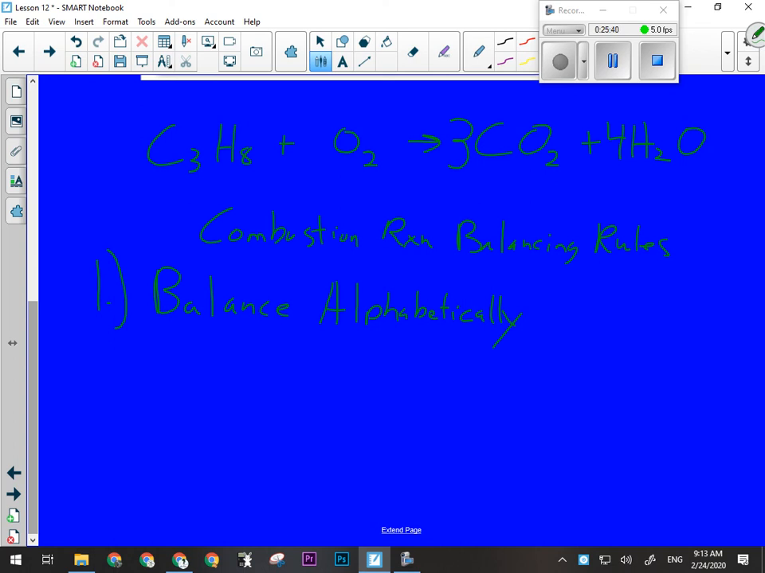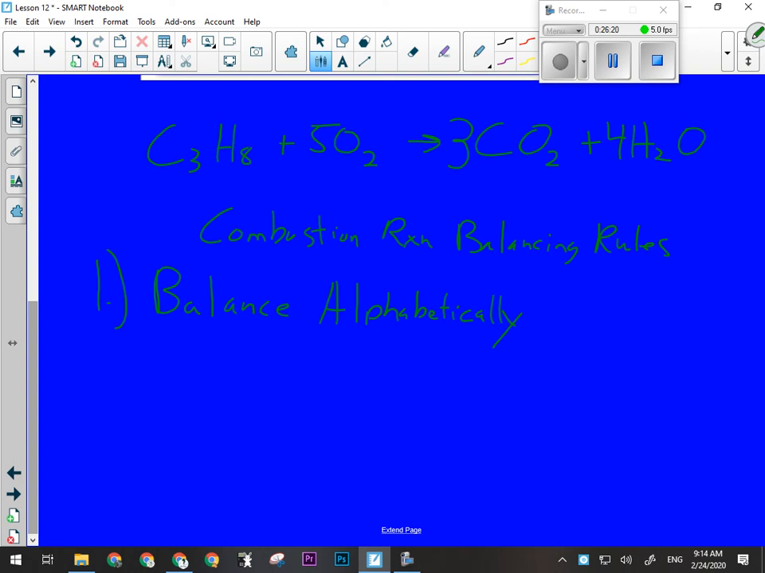How many oxygens are there here? 6. How many here? 4. So I've got 3 times 2 is 6. So the carbon dioxide has 6 oxygen atoms, and there are 4 more oxygen atoms in the water for a total of 10. Right? 4 plus 6 is 10. What times 2 will give me 10? 5. That's balancing: making sure I have the same number of everything on both sides. So, combustion reaction balancing rules. Rule number 1, balance alphabetically. That worked great for this one.